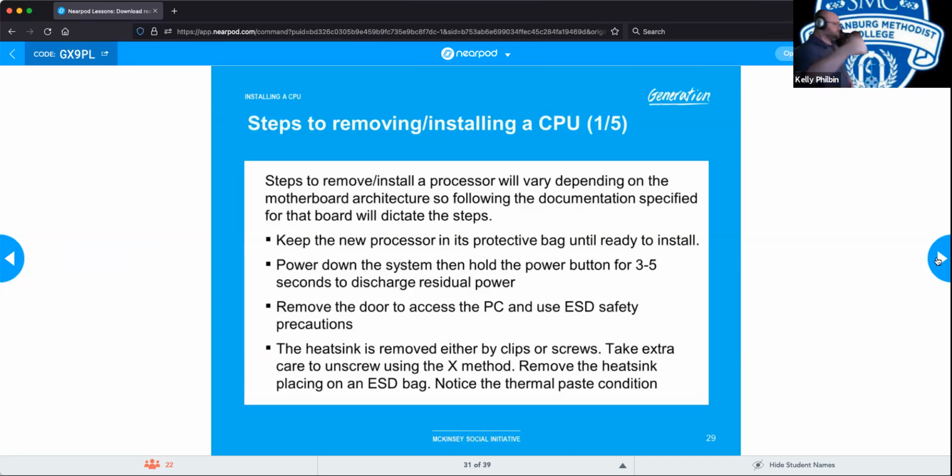Power down the system, hold the power button for 5 seconds before you unplug it. Open up that side panel, get ready to access the internal parts of the computer. Slap on that ESD bracelet or mat or gloves, whatever you have handy. Then you should have pretty easy access to the CPU right there. It is pretty open and exposed.